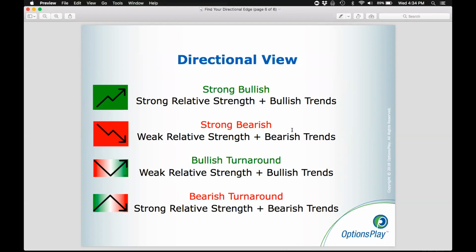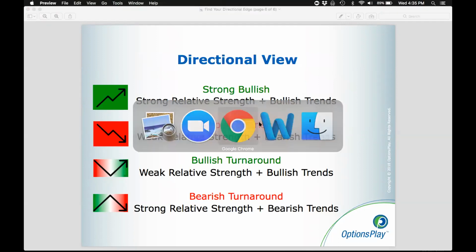And for those of you that are contrarian traders that like to pick tops and bottoms, you want to search for relative strength and trends that are conflicting with each other, and that will give you an idea as to whether a stock is topped or bottomed. So let's start taking a look at some real examples of this.